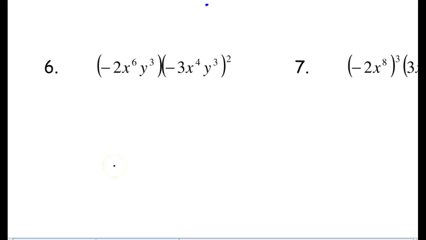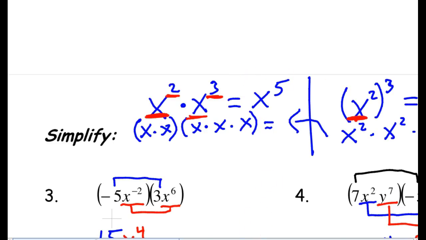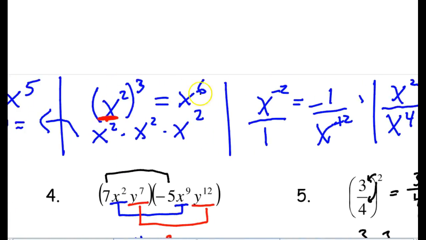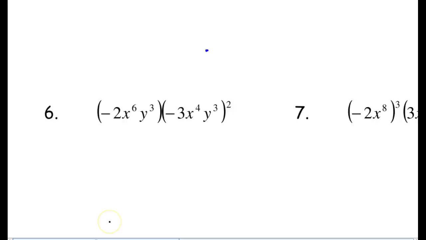Okay, number 6, let's just increase it a little bit. So here you can see we got that power to a power on the outside. We got two exponents, so we're going to start using the second one, where you start multiplying exponents. So we have the exponent on the outside. That's when we start multiplying. So you want to do those first. So let's do that first.